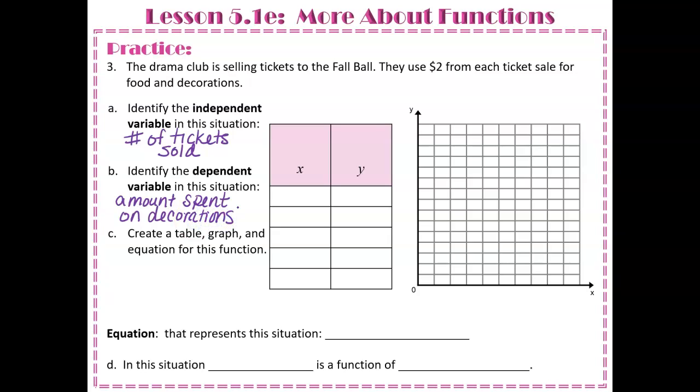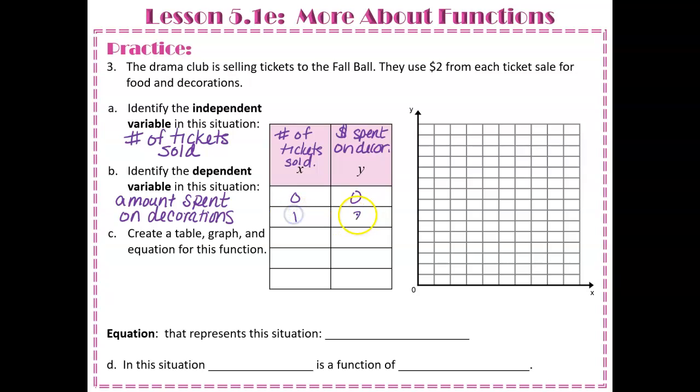Let's label our X and Y then. Remember, independent is our X, so this is number of tickets sold. And this is the money spent on decorations. Okay, so we don't sell any tickets. We got nothing to spend on decorations. We wouldn't need to anyways, because no one would be there.